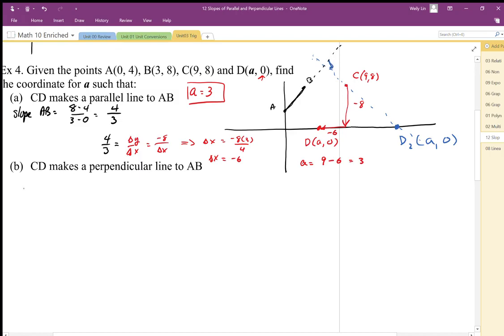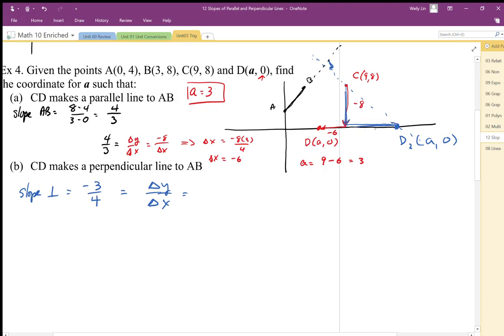So first of all, the slope of AB is equal to 4 over 3. So the slope of the perpendicular line is going to be negative 3 over 4. And using that, I've got my slope triangle here. I still have the change of y as negative 8. So my change in y over my change in x is going to be negative 3 over 4. And my change in y, for my diagram here, I'm going to go 8 down, so I'm going to go minus 8.